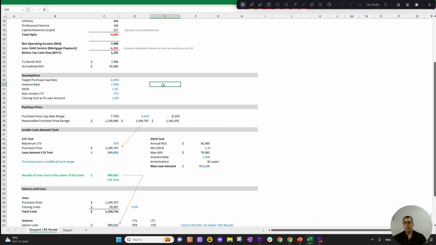With your assumptions, you can now take a look at an estimated purchase price. Again, the owner, or the borrower, might come and tell you, here's what I'm buying it for.